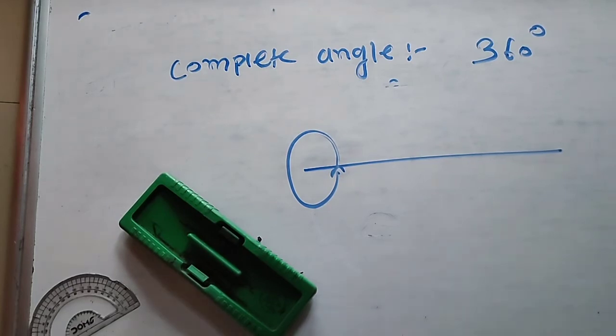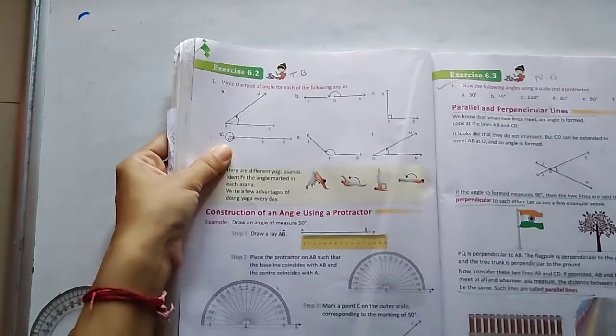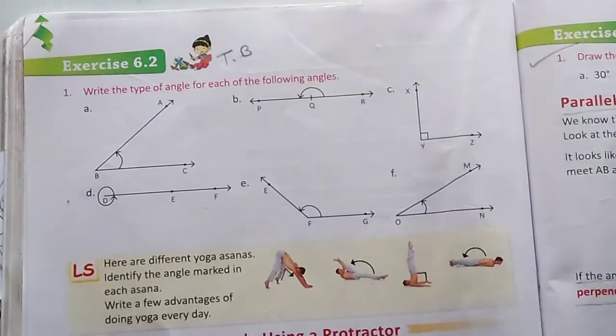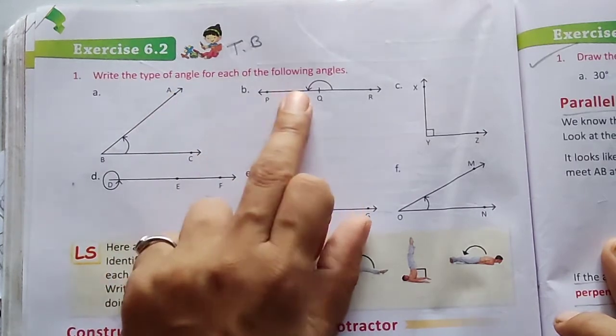So today we saw the different types of angles. First is the right angle, then acute angle, obtuse angle, straight angle and complete angle. So today you have to do the exercise. See, this is your textbook and you have to complete exercise 6.2 in your textbook only. Write the types of angle for each of the following.